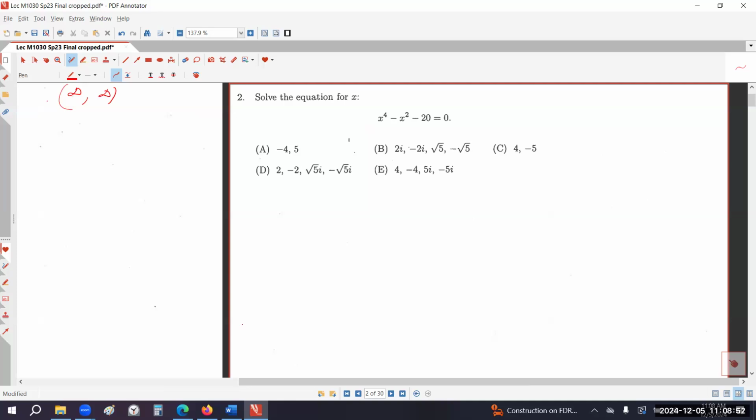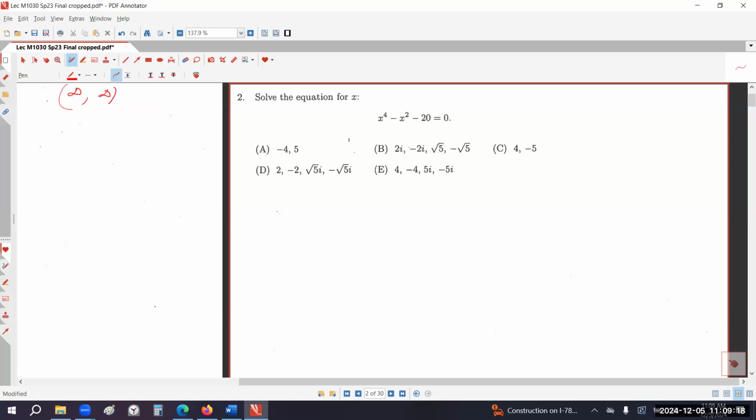x to the 4 minus x squared minus 20 equals 0. Do you remember seeing this? Yeah. Which exam? First or second? Second. The first question in the second exam was this. Right, you said something about time after the exam.